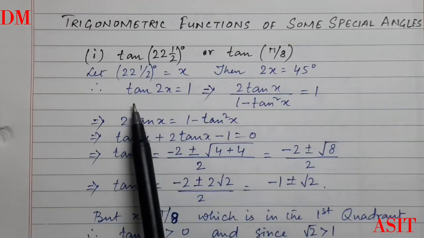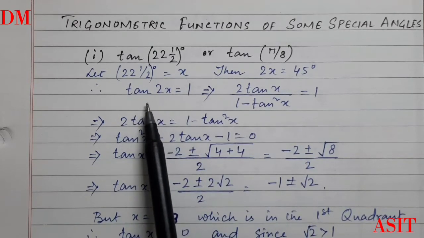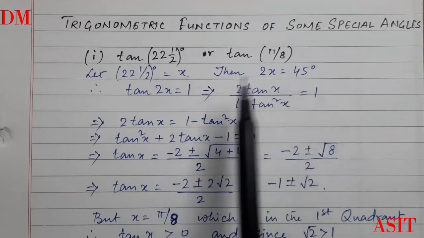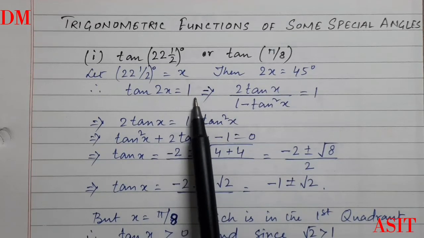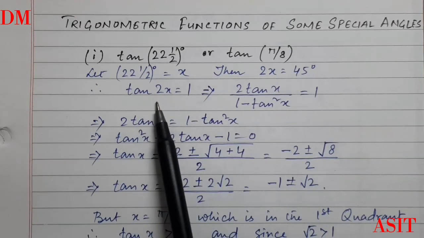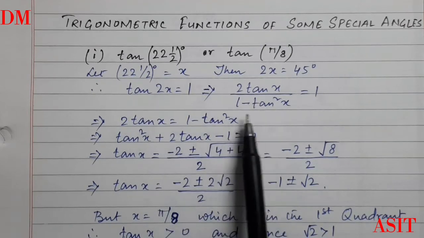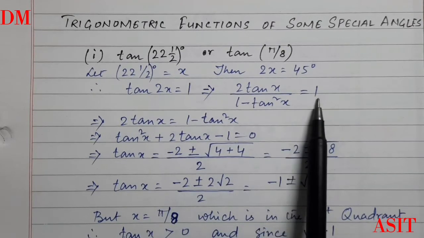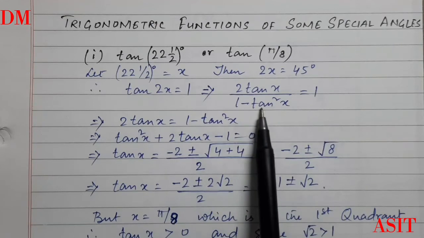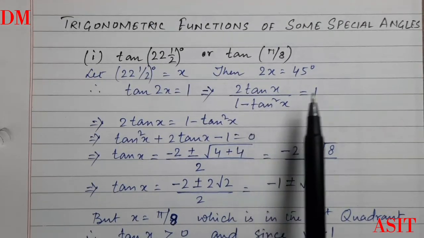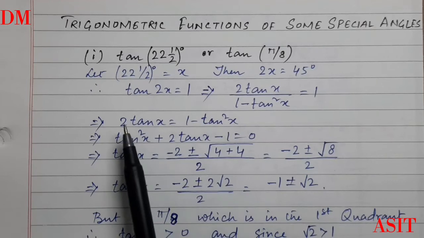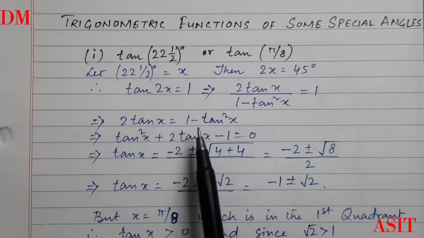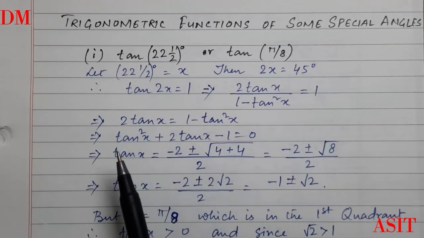Now we can use tan both the side. So it will become tan 2x equals to tan 45, which is equals to 1. Now we can apply the formula of tan 2x, which is 2 tan x by 1 minus tan square x. So this is equals to 1. Now we can cross multiply this denominator here. So it will be 2 tan x equals to 1 minus tan square x.